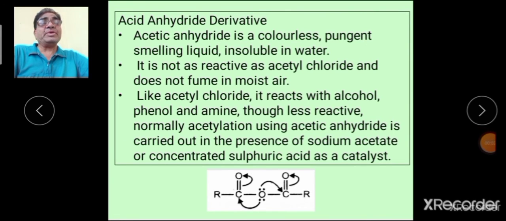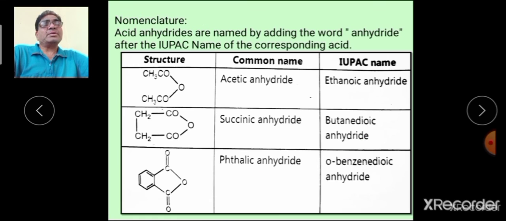Another derivative is acid anhydride derivative. The formula is RCOOCOR. It is a colorless, pungent smelling liquid insoluble in water. It is not as reactive as acetyl chloride and it does not fume in moist air. Like acetyl chloride, it reacts with alcohol, phenol, amine, though less reactive. Normally, acetylation using acetic anhydride is carried out in the presence of sodium acetate or concentrated sulfuric acid as a catalyst.